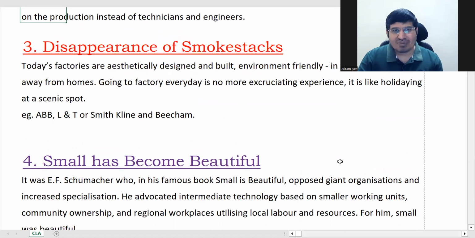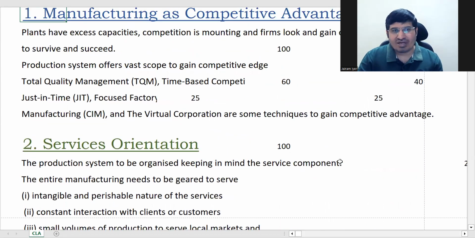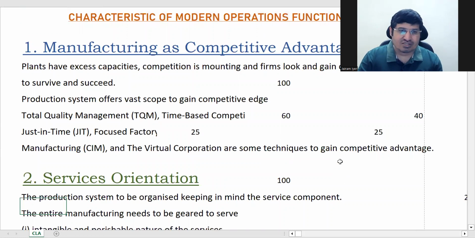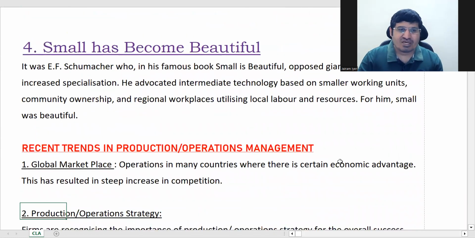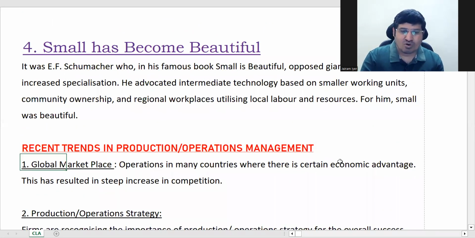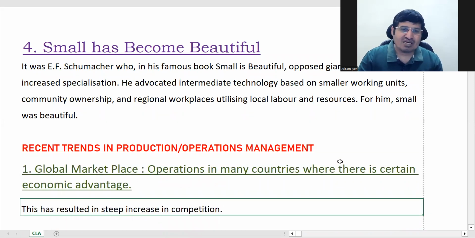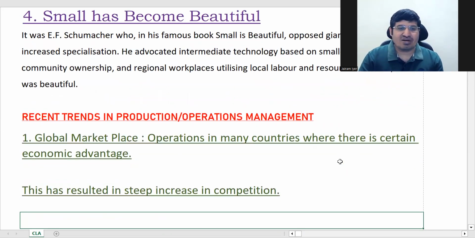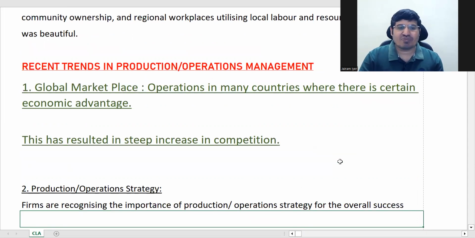So two questions similar but different. They will ask you like this only. One is characteristics of modern operations functions, then you should give these 4 points. If they ask you recent trends in production operations management, then this. First recent trend is global marketplace. Now there is marketplace in all countries, other countries can come here, right? Amazon is a multinational, many multinationals are there. It has become a global marketplace. So now you are not competing just with our people, but also with foreign manufacturers. This is one of the recent trends of production operations management.